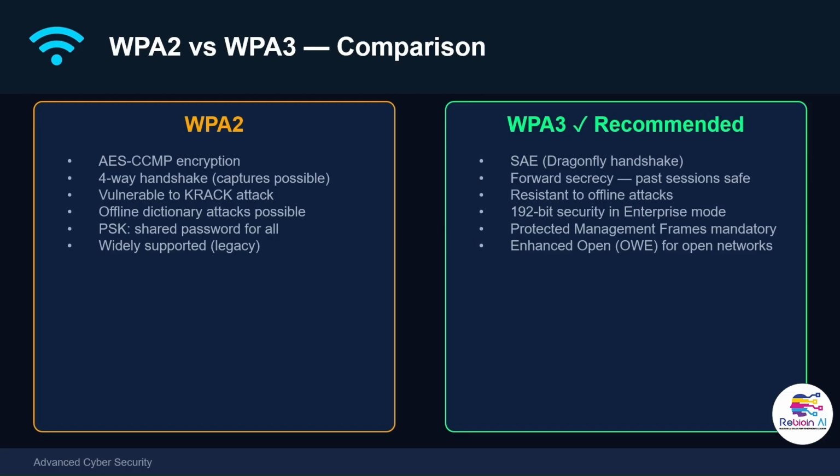Let's understand. If you are buying a new router, get one that supports WPA3. If you are setting up a corporate Wi-Fi, WPA3 Enterprise is the gold standard.